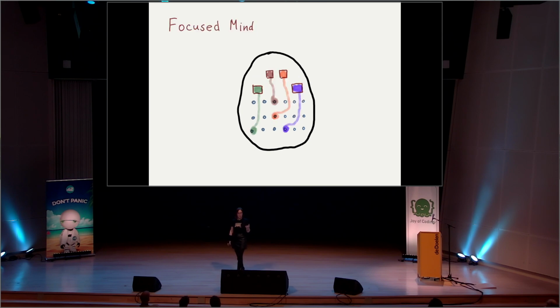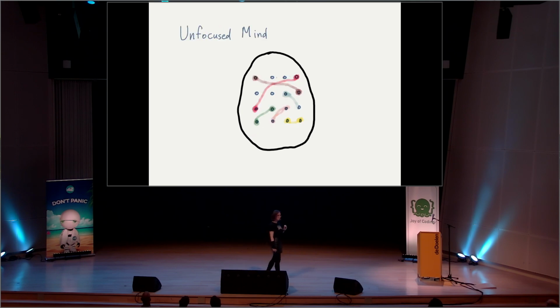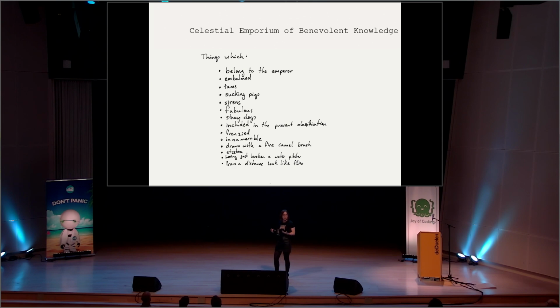Now, the focused mind, as a reminder, is having these 4 memory slots, which then goes and acts on your memories. The unfocused mind works differently. And instead of having memory slots interacting with one another, you have the nodes interacting with one another on their own, creating connections. Now, we can link this back to the celestial emporium of benevolent knowledge, which looks like nonsense, but maybe there's actually something really interesting there. Maybe that's an unfocused mind. Maybe that's an unfocused mind of history.